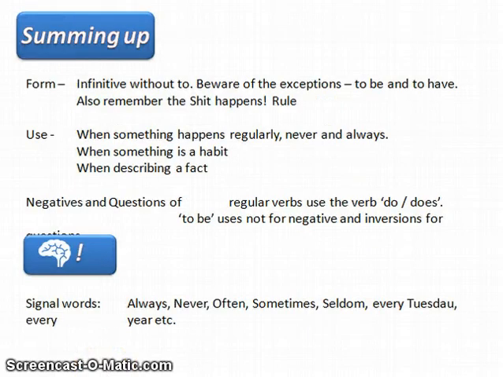Summing up what we've learnt in this video. In the present simple, the form of the verb is the infinitive without to. Beware of the exceptions, which are the verbs to be and to have, and also remember the shit happens rule. When do we use the present simple? We use the present simple when something happens regularly, never and always, when something is a habit, or when describing a fact. In the case of negatives and questions, regular verbs use the verb do or does, and the verb to be uses not for negatives and inversions for questions.